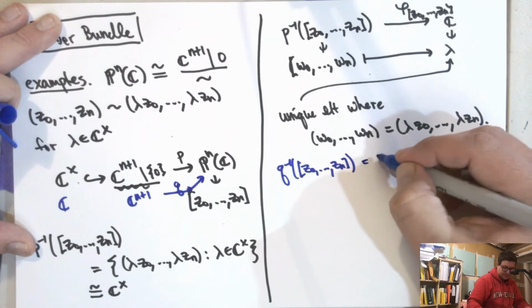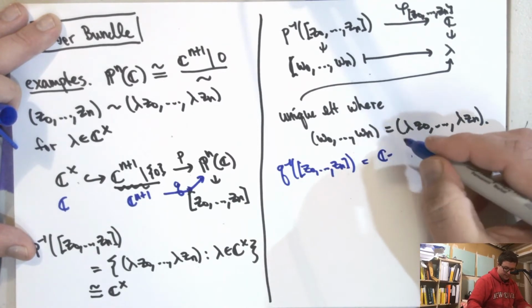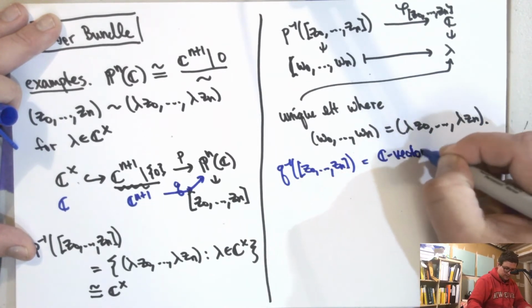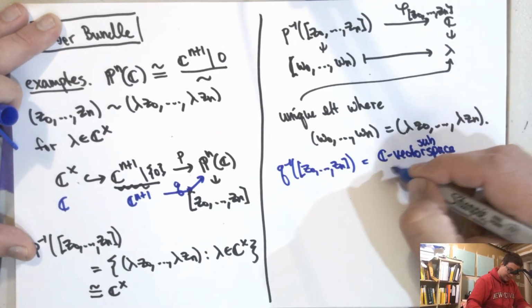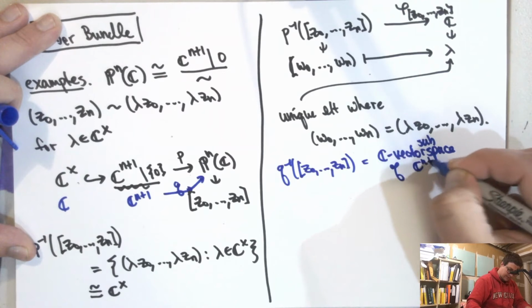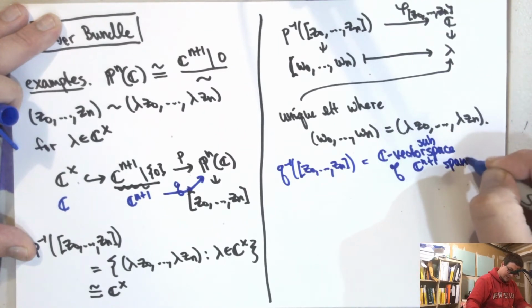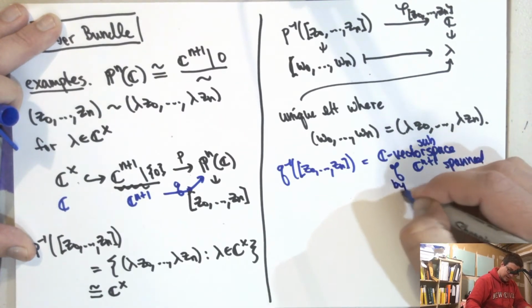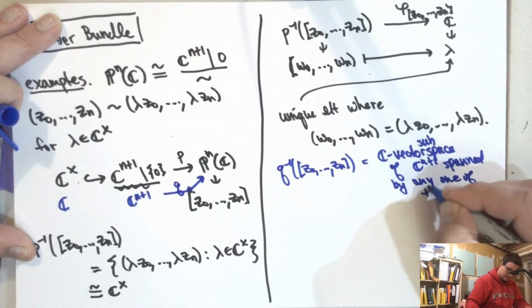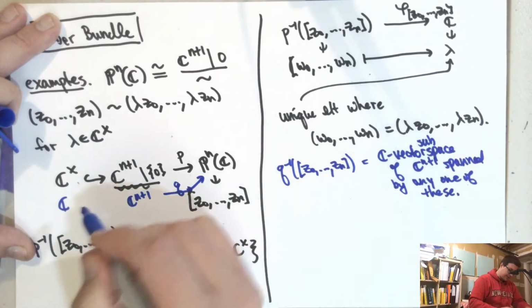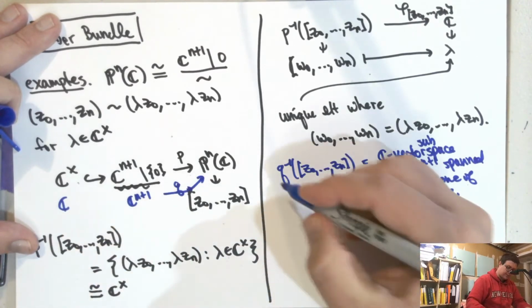is the C vector space, the vector subspace of C^(n+1) spanned by any one of these elements. So this has a special name, this one. This one's called the tautological bundle.